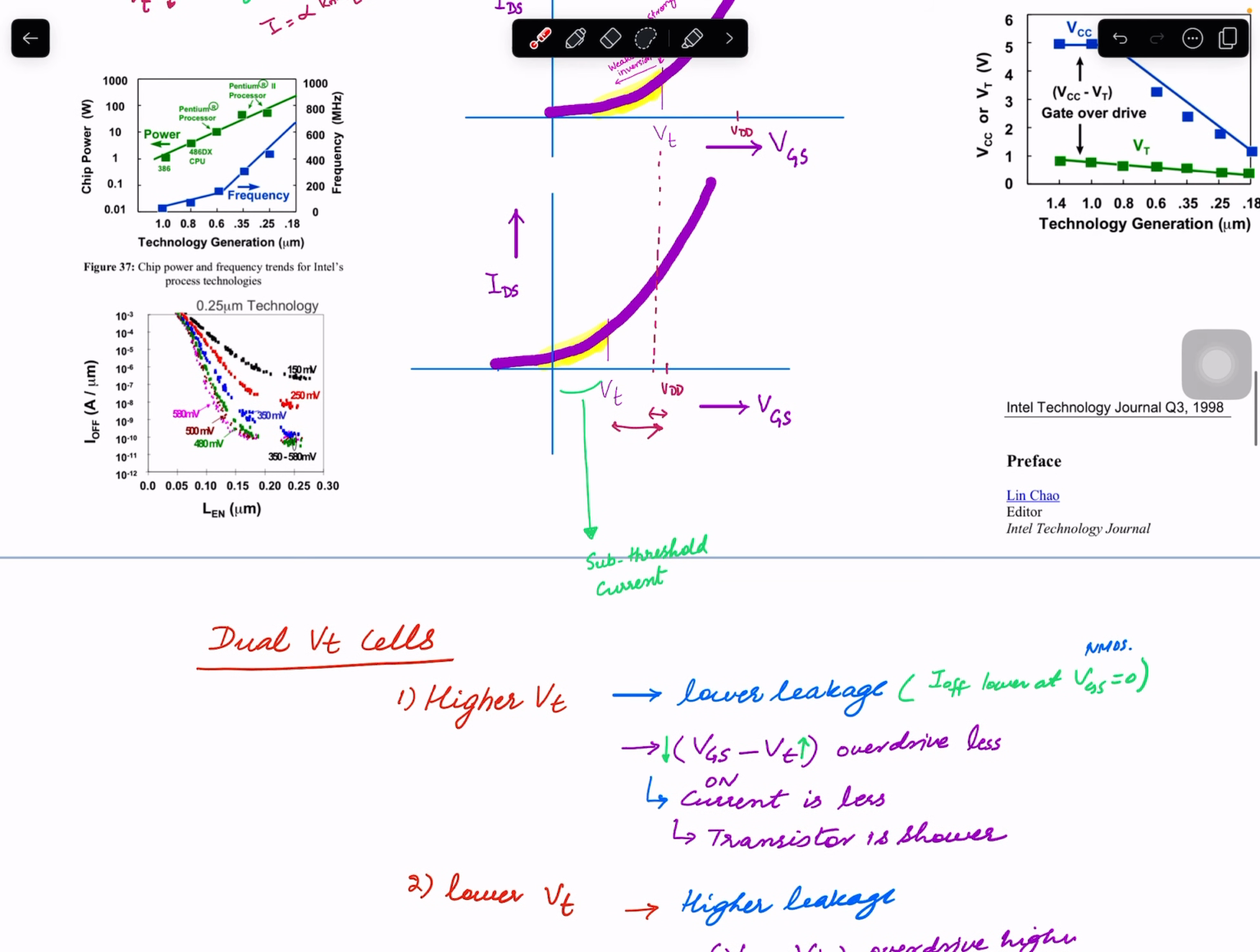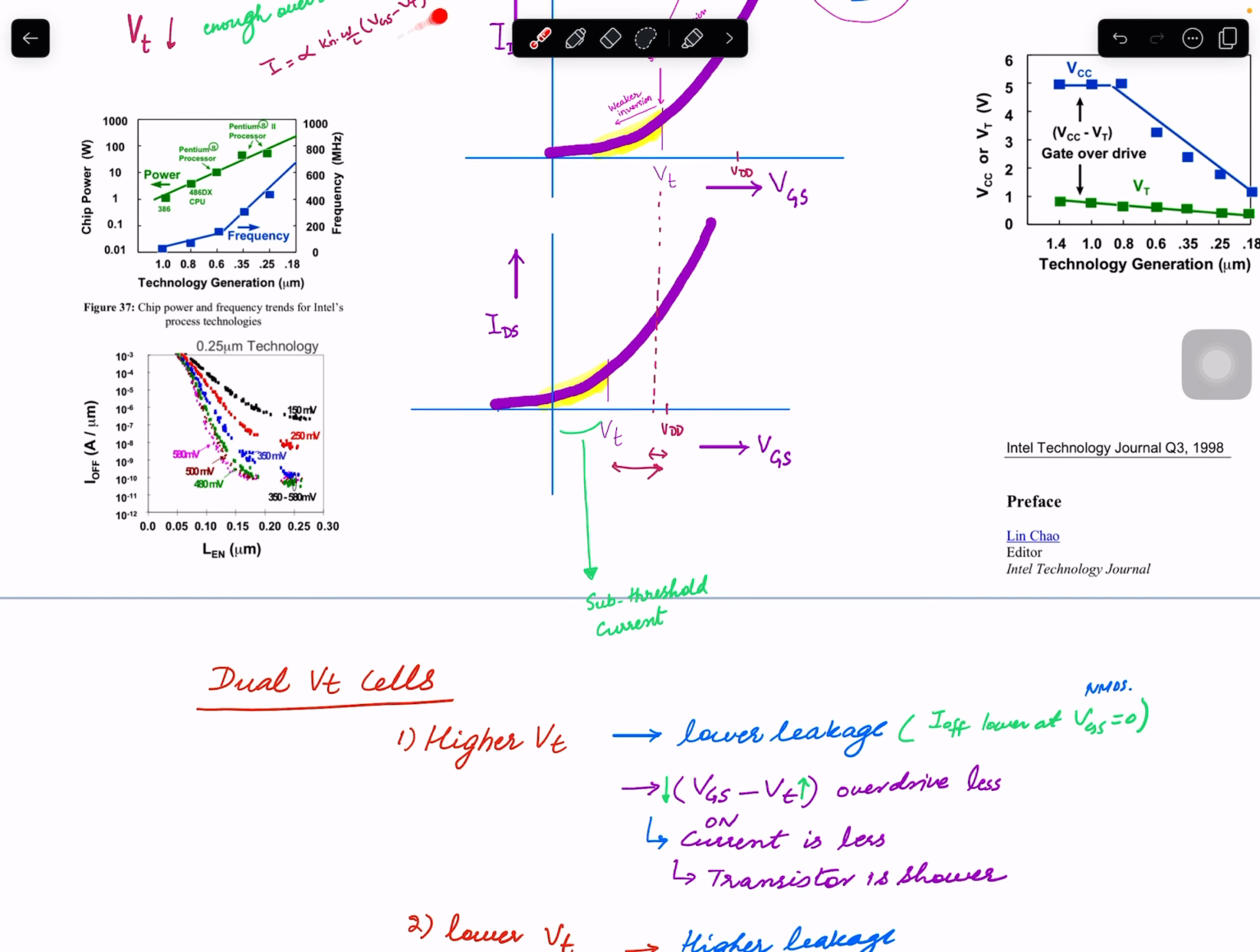A higher VT means lower leakage, right? I off is low, yeah, you understand that, low leakage. But the problem is this gap, VGS minus VT, gets smaller. And when this gets smaller, what happens? Current is less, transistor is slow. So higher VT means slower transistor, but good for leakage, lower leakage.